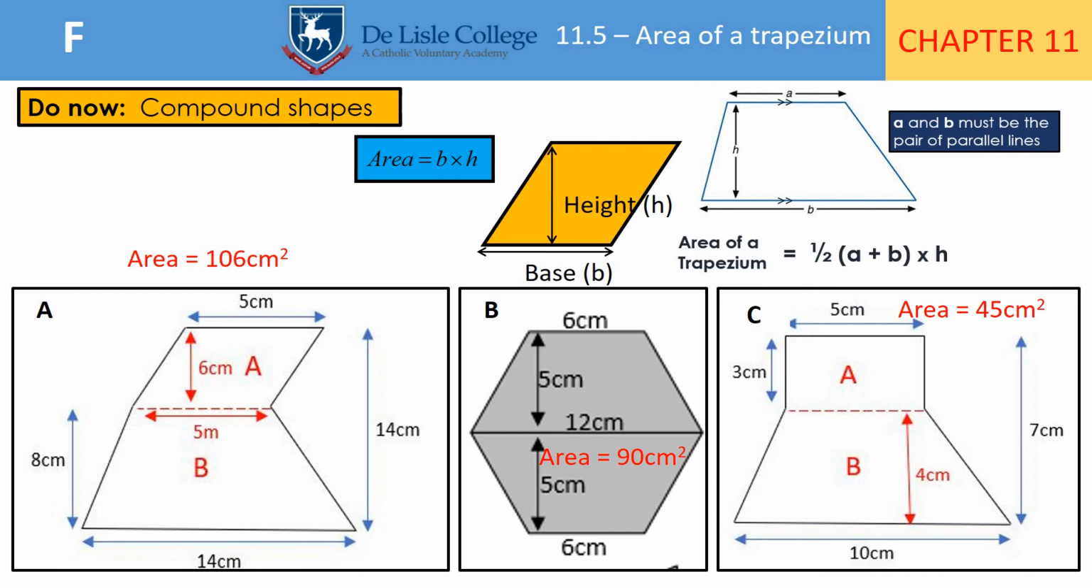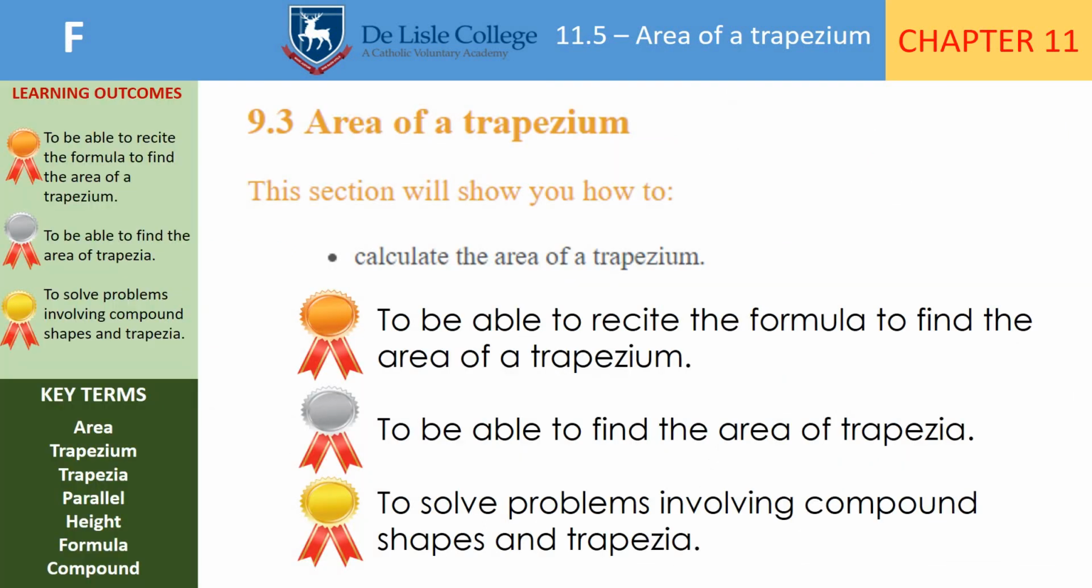Okay, so let's have a look at our learning. Our bronze learning was to be able to remember the formula for the area of a trapezium. Area equals a half times a plus b times h. Silver is to find the area of the trapezium, which we've done lots of, and our gold learning was to solve problems involving compound shapes of trapezia. And if you've got A, B and C correct on the last slide, you've certainly accomplished that.